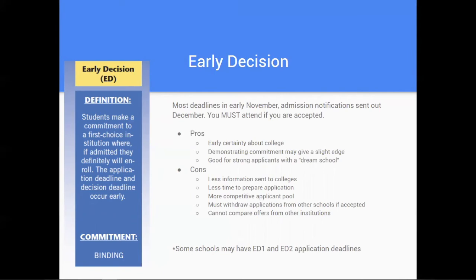And then the biggest con, in my opinion, is just that you're not able to compare offers from any other college because you have to withdraw all of your other applications. So financially, it's a little bit of a risk because the school knows that you're attending because you've signed that agreement form. And so you need to take whatever financial aid package they offer you. And it doesn't allow you the option to compare from other schools what they are offering you.